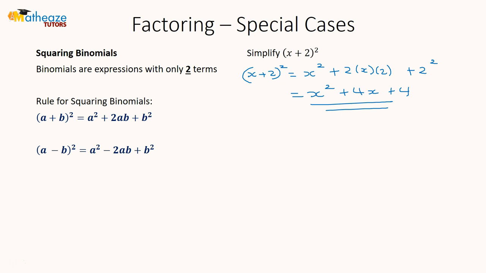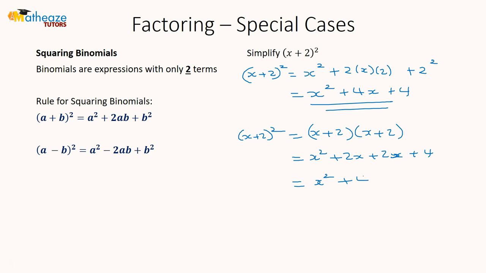This, I would say, is a shortcut way of doing it. Let me show you the other way you would have done it if you didn't have this rule. So (x plus 2) squared is going to be (x plus 2) multiplied by (x plus 2). Now we're going to FOIL it, so it's going to give us x squared plus 2x plus 2x plus 4. This is going to give us x squared plus 4x plus 4. So you still get to the same result. This is just a lot shorter.